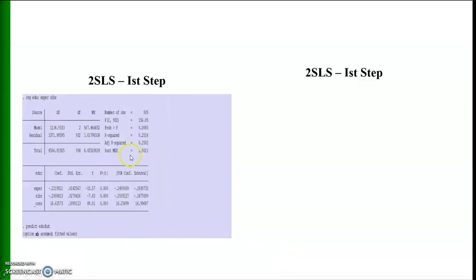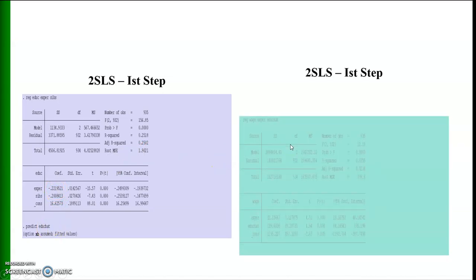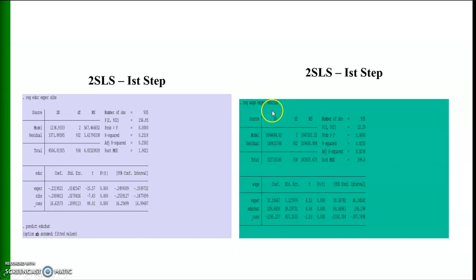Similarly, we can also use the same thing in two steps OLS regression. In the first step, as I mentioned earlier, we will regress education on experience and siblings, and this is the coefficient of siblings and the experience. And then in the second step, I will regress wage on experience and the predicted values of the education.